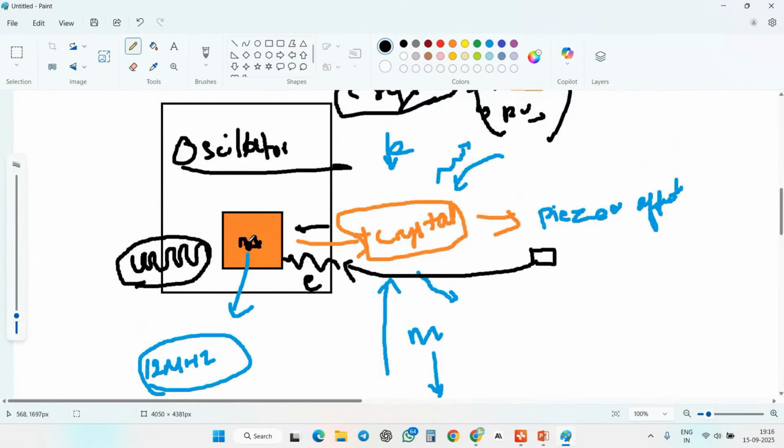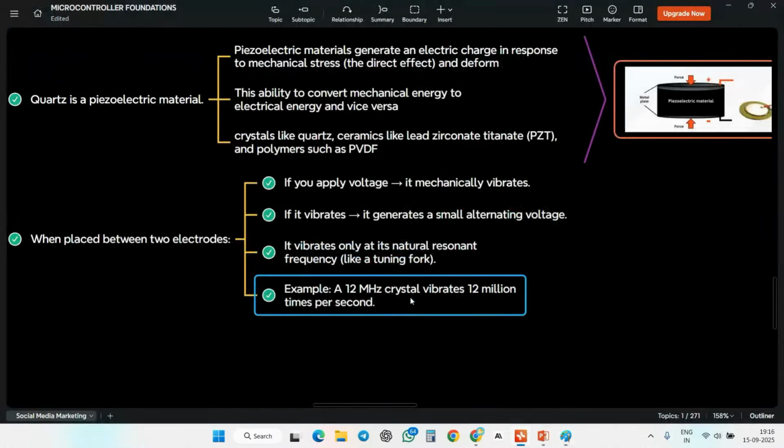When I want to disturb this, I just disturb it with the help of voltage. It was disturbed and produced some frequency, okay, so producing some voltage. This is the basic concept you are going to understand.